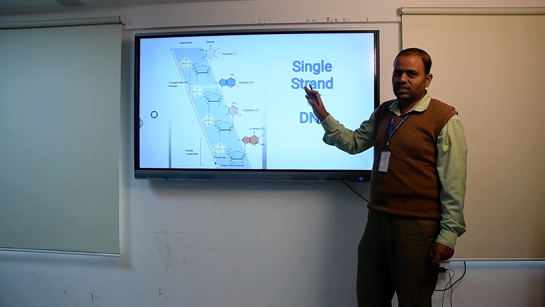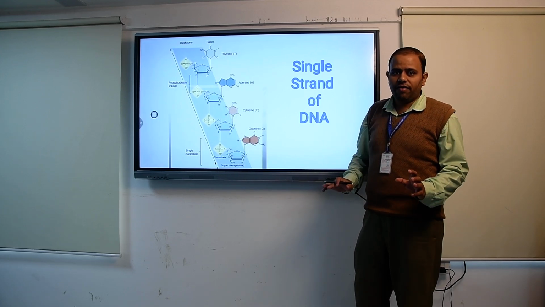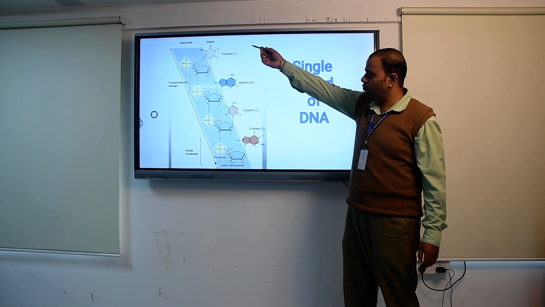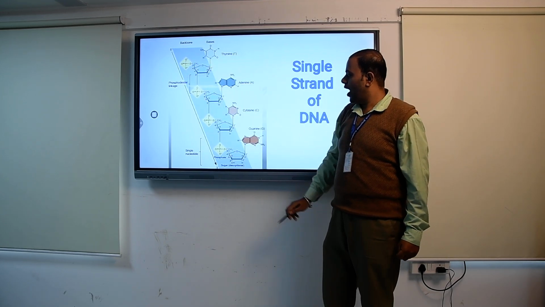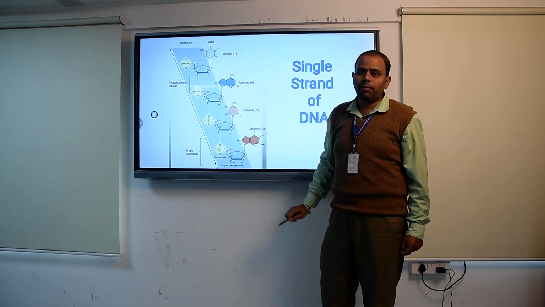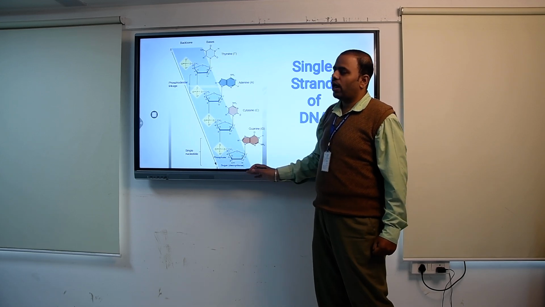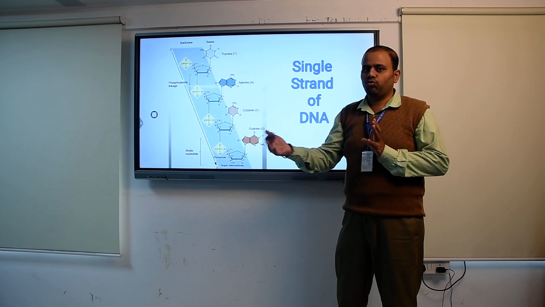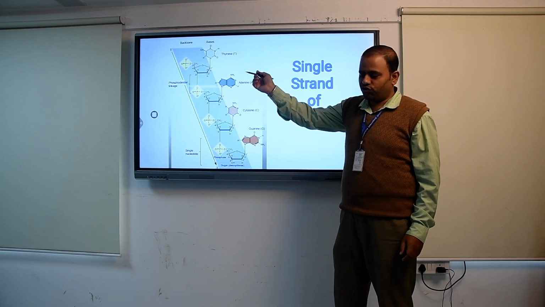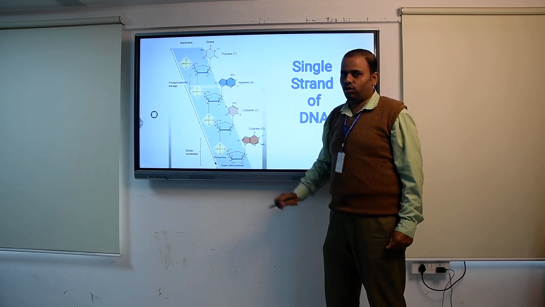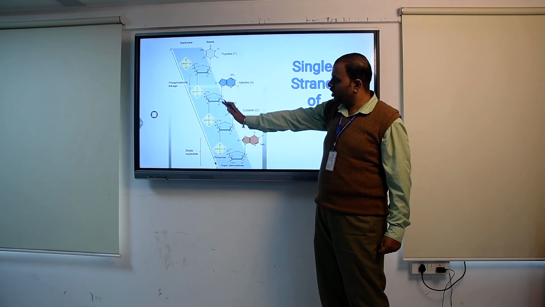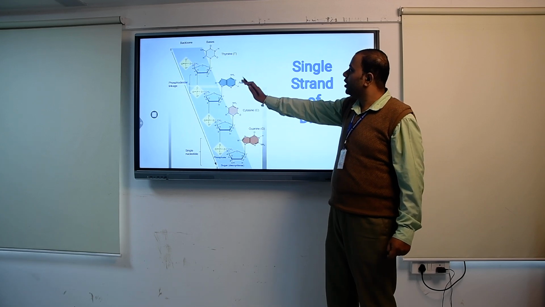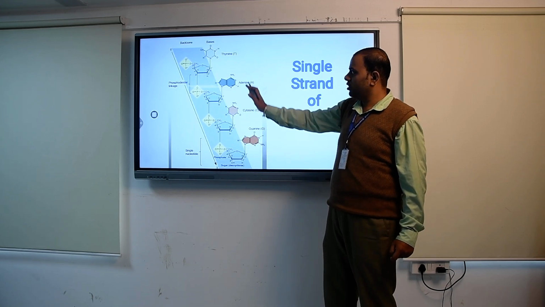When a single strand of DNA is created, it always has a polarity of 5' to 3'. The uppermost base has a 5' phosphate end and the lowermost base has the 3' hydroxyl end. So it creates a polarity in the DNA, that is 5' to 3'. The 5' end is a phosphate group and the 3' end is a hydroxyl group. So this is one of the strands, and along with this sugar phosphate backbone, there are nitrogenous bases on this side.